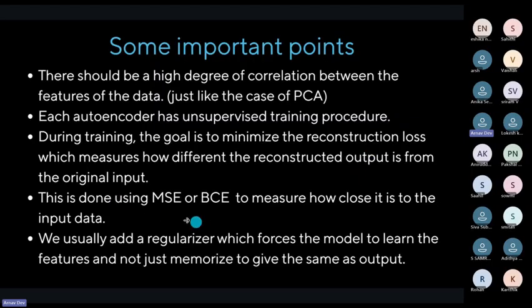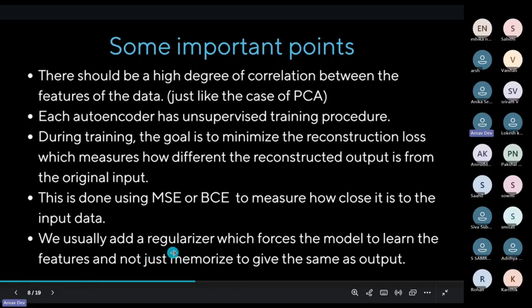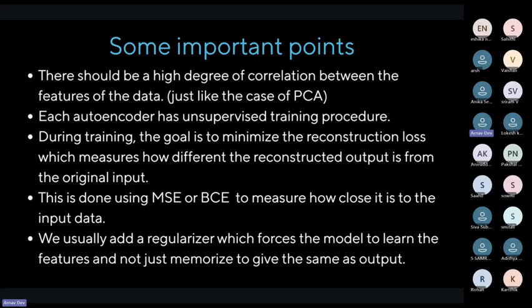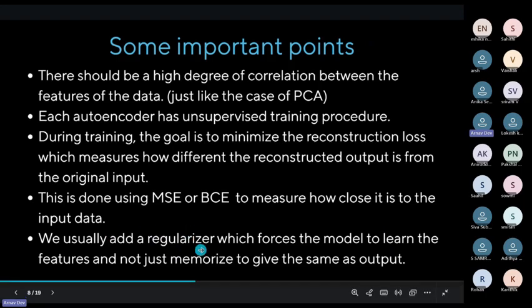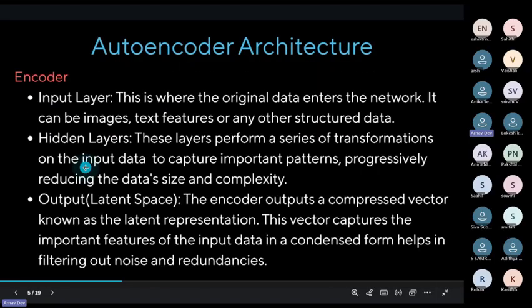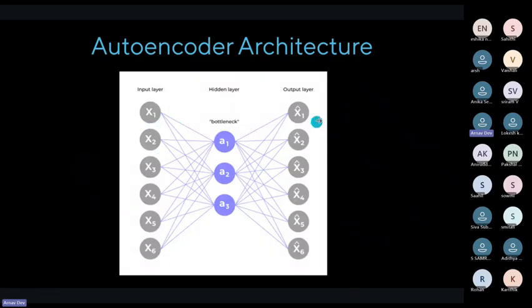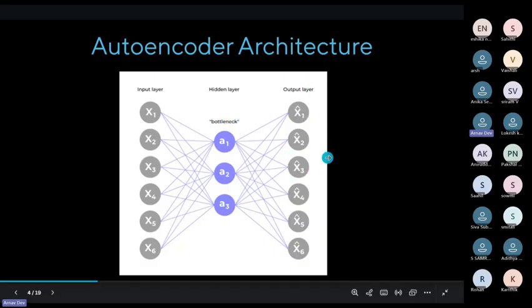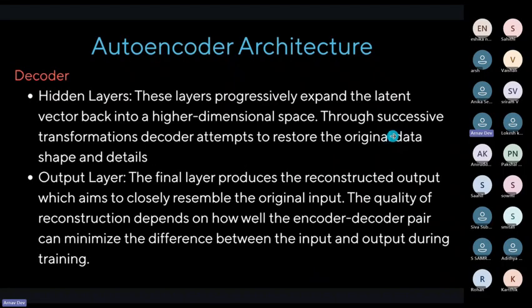So as I said, you use MSE or BCE to measure how close it is to the input data. And one more important thing is that we usually add a regularizer which forces the model to learn the features and not just memorize. Suppose you have an input layer and you use an encoder and decoder, basically an autoencoder. We add a regularizer so that it learns, because the model could otherwise adjust the weights and biases in such a way that you almost get the same thing. We don't want the model to memorize. We want it to extract the important things and, based on whatever we have extracted, reconstruct it. So that is why we usually add a regularizer to the loss function to ensure this.